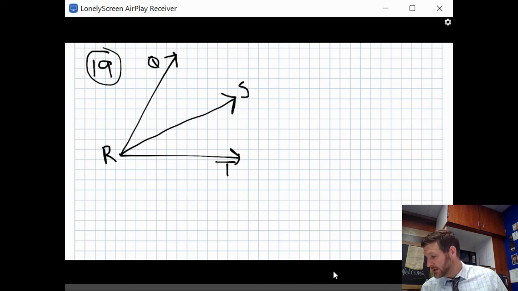Now it says it bisects. So again, that's a key piece of vocabulary. That means it's cutting this larger angle into 2 equal halves. So I know that QRS is equal to SRT. Okay. So then they give me some measurements or expressions. It says that QRS is 3x plus 8.